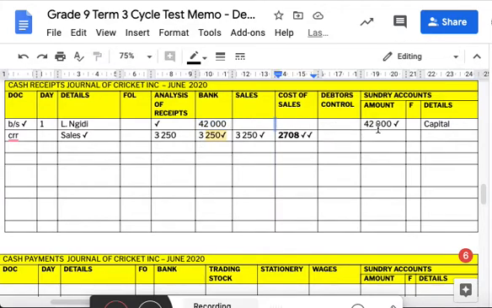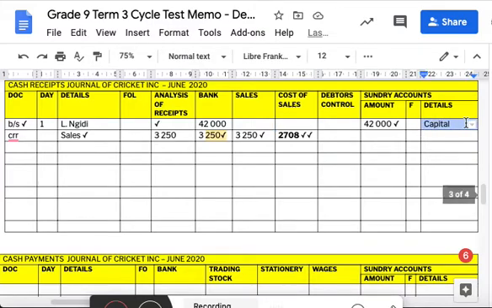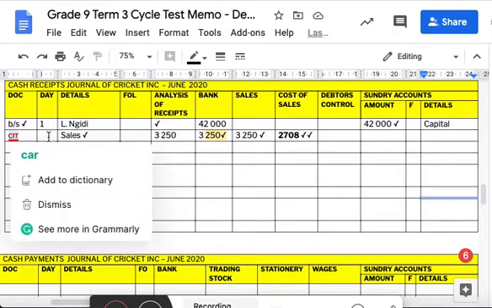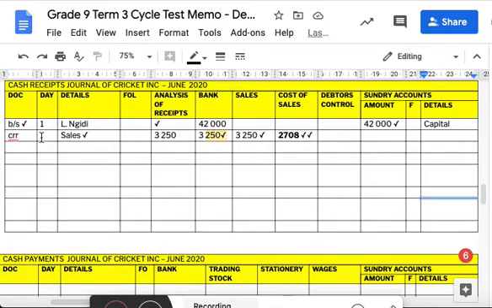Okay? You go under sundry accounts and your amount is 42,000 Rand, your detail being capital. Okay? Please just pay attention to where the ticks are. On the same day, they tell you our cash sales for merchandise. Document number is the CRR. The date remains the same. Our detail is sales. Remember, we're not worried about who we're selling to. We are selling merchandise, so our detail is sales, and you get a mark there. Analysis was 3,250. Bank 3,250, you get a mark there.